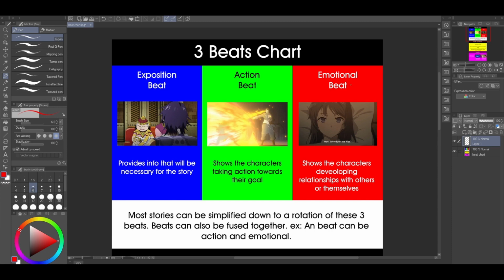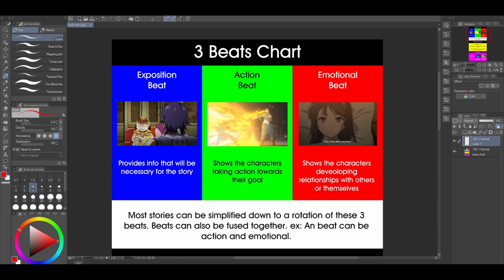The exposition beat provides information that will be necessary to the story. This is self-explanatory. You deliver information. We all know what an exposition scene is. Then the action beat, it shows the characters taking action towards their goal. This is specifically external, it's usually external action, and it usually advances the plot.